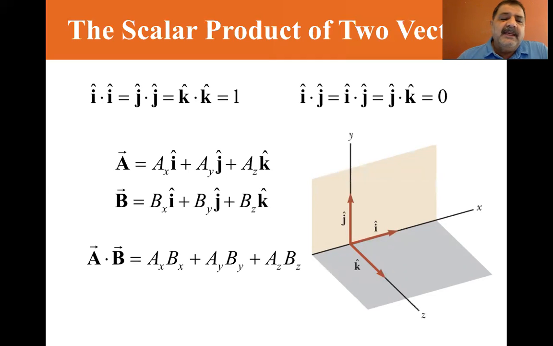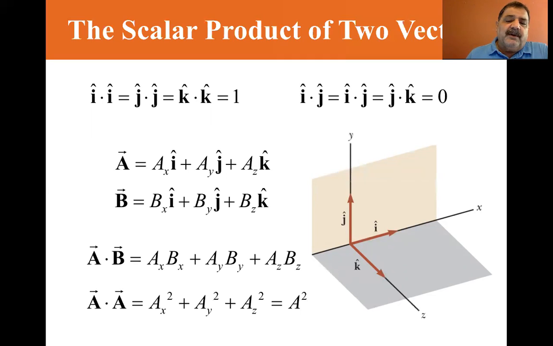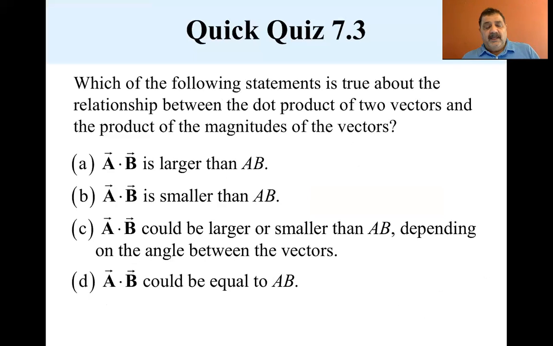And A dotted upon itself, or B dotted upon itself, will be Ax squared plus Ay squared plus Az squared, which is equal to just A squared, the magnitude squared. Okay, I think that's it for that.